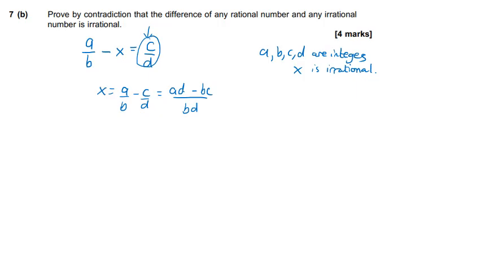And if A, B, C, D are all integers, then that is rational. So we've proven that x must be rational, but we've claimed that it's irrational, therefore contradiction. Therefore, the difference must be irrational instead.